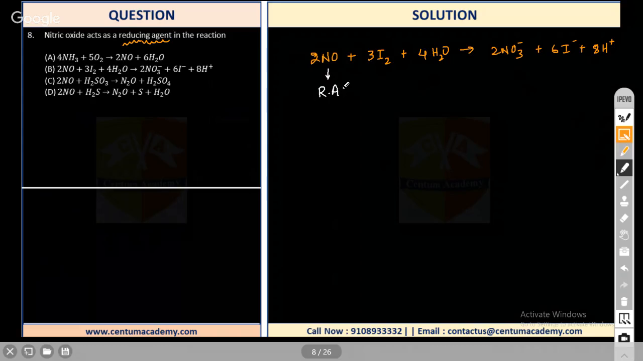Since this iodine is getting reduced, NO is acting as the reducing agent. It reduces the iodine. The oxidation number of NO here is +2, and that of NO3 minus here is +5. So nitric oxide acts as a reducing agent in the reaction in option B. Sorry, yeah, B. Okay, next question.